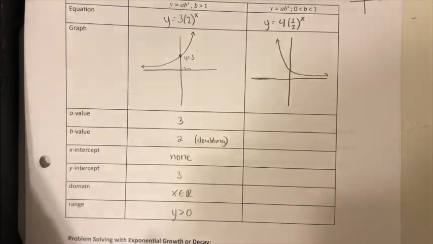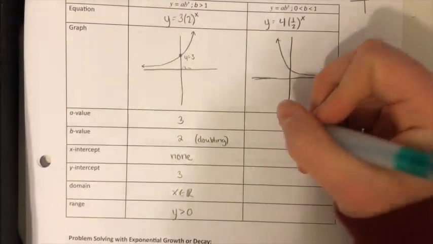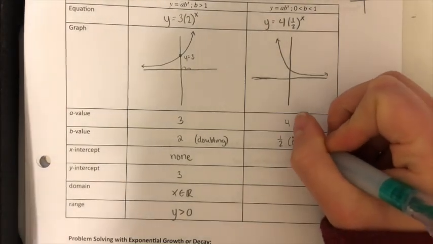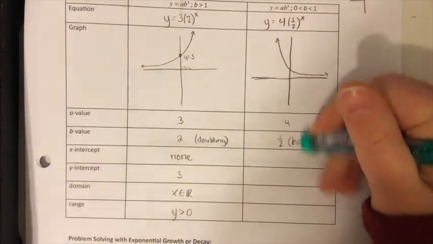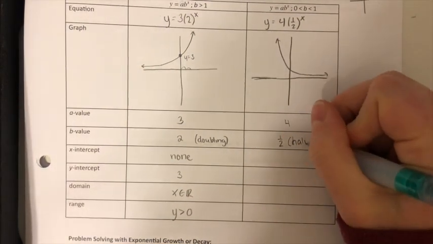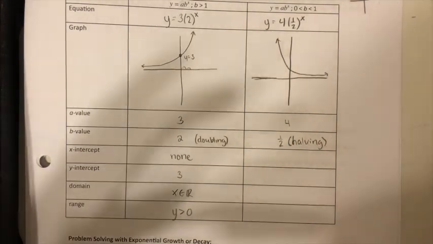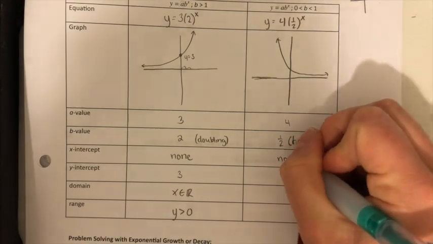Okay, so my a value this time was 4. My b value was 1/2. So we can talk about that like it was, I guess, halving. Halving is not a thing. Halves should be spelled with a V. So it's like that thing is halving every time, right? Getting cut in half. My x-intercept, again, there's none.